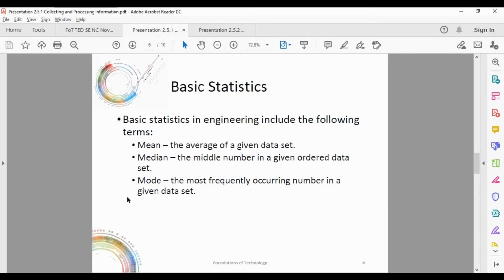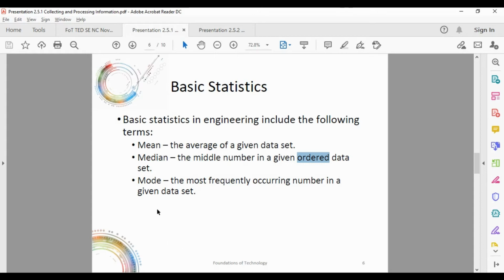Okay. Basic statistics in engineering include the following terms. So these are what are called methods of central tendency. They are the mean, the median, and the mode. Where the mean is the average. This is the arithmetic mean, is the average. The median is the number that's in the middle whenever you order a data set. The median is the only one where the information has to be ordered. The rest of them you can kind of work your way around it, but they become harder to deal with if the information is not ordered. And then the mode is the number that occurs most frequently.